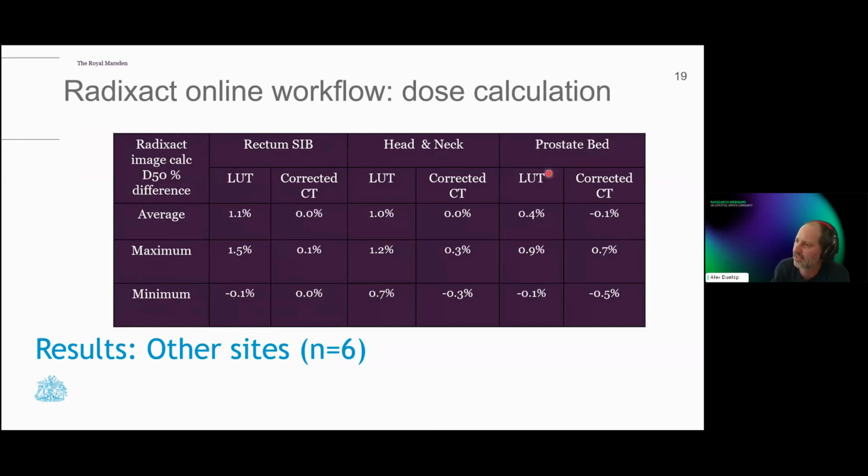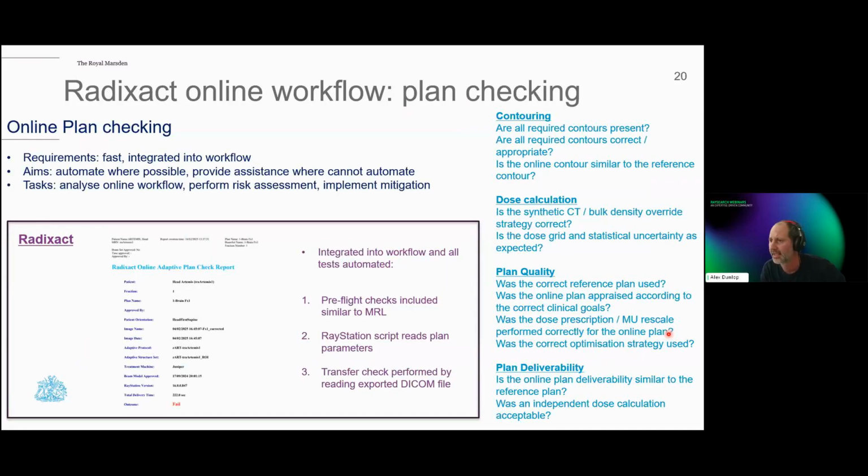And then we also looked at different clinical indications. So rectum, head and neck and prostate bed, and corrected cone beam CT was always coming out as better than lookup table. The lookup table was generally okay, but we were very happy with the corrected cone beam CT. So that was our preferred option to take forward.